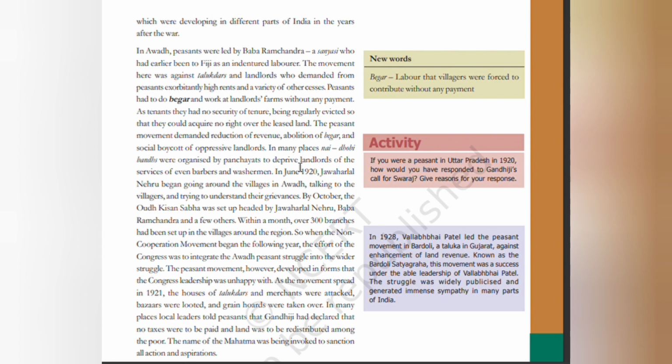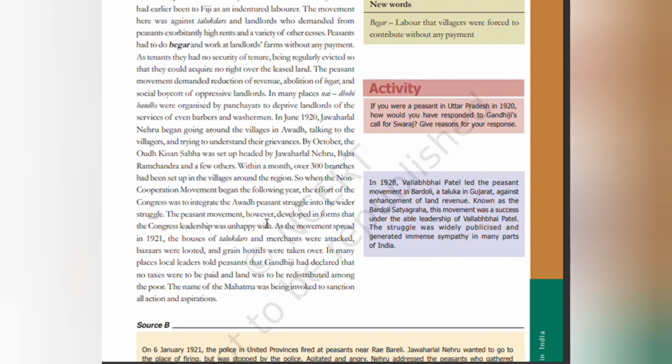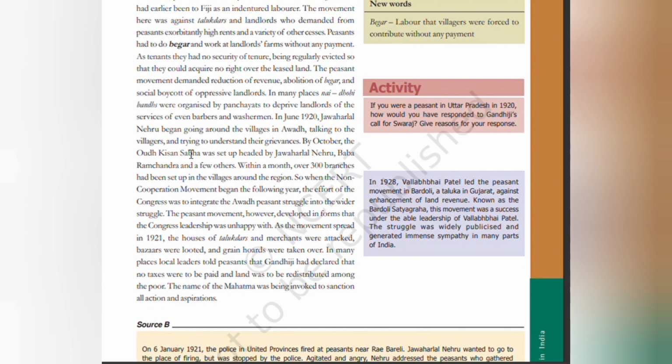In many places, nai-dhobi bandhs were organized by panchayats to deprive the landlords of the services of even barbers and washermen. In June 1920, Jawaharlal Nehru began going around the villages in Awadh, talking to the villagers and trying to understand their grievances. By October, the Oudh Kisan Sabha was set up, headed by Jawaharlal Nehru, Baba Ramchandra, and a few others. Within a month, over 300 branches had been set up in the villages around the region. So, when the non-cooperation movement began the following year, the effort of the Congress was to integrate the Awadh peasant struggle into the wider struggle.